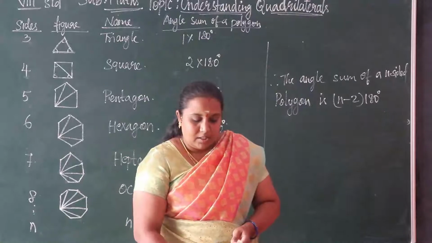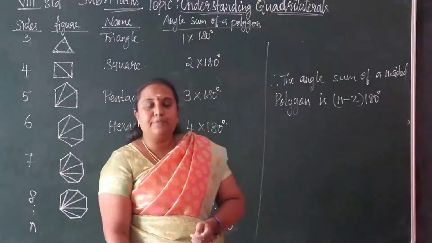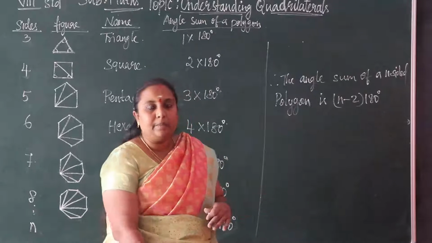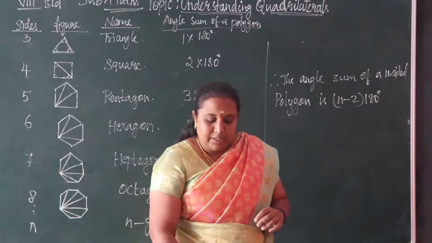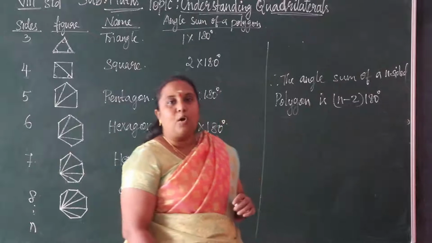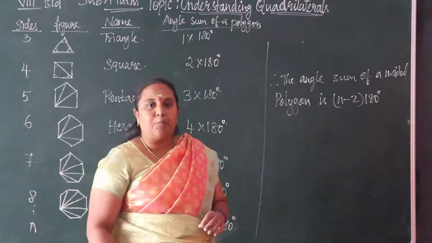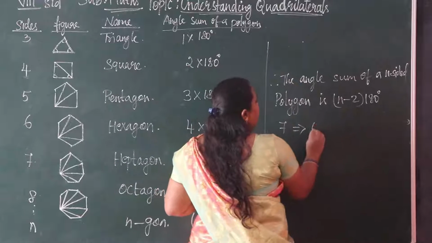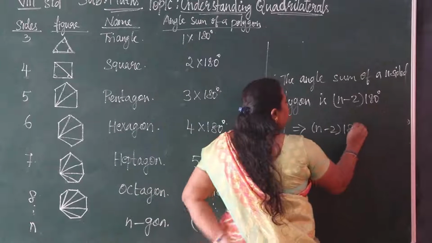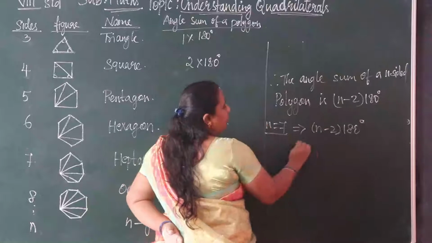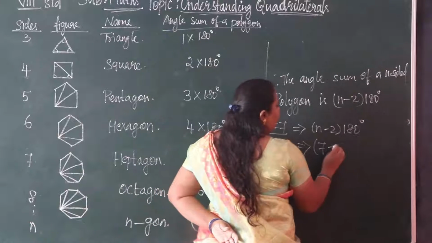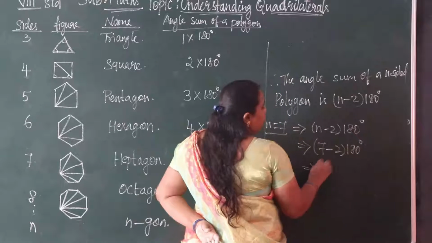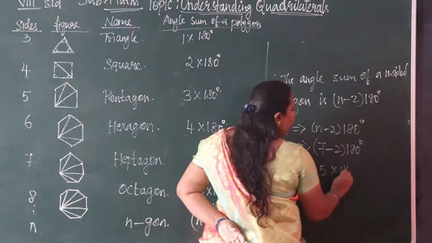See, that is Exercise 4.1, the fourth question. Find the angle sum of a seven-sided polygon. That is n minus 2 into 180 degrees. Here n equals 7, so 7 minus 2 into 180 degrees, that is 5 into 180 degrees.